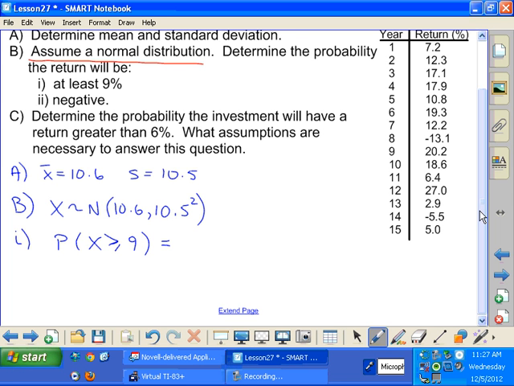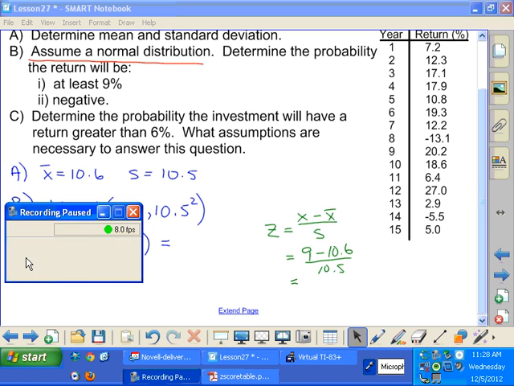So over to the side here, I need to calculate my z-score, and it's equal to my data point minus the mean over my standard deviation. So 9 minus the 10.6 divided by my standard deviation, which is 10.5. So I'm going to pause for a second to calculate that, and I need to pull up my z-score chart as well. So if you have yours handy, you want to grab it.